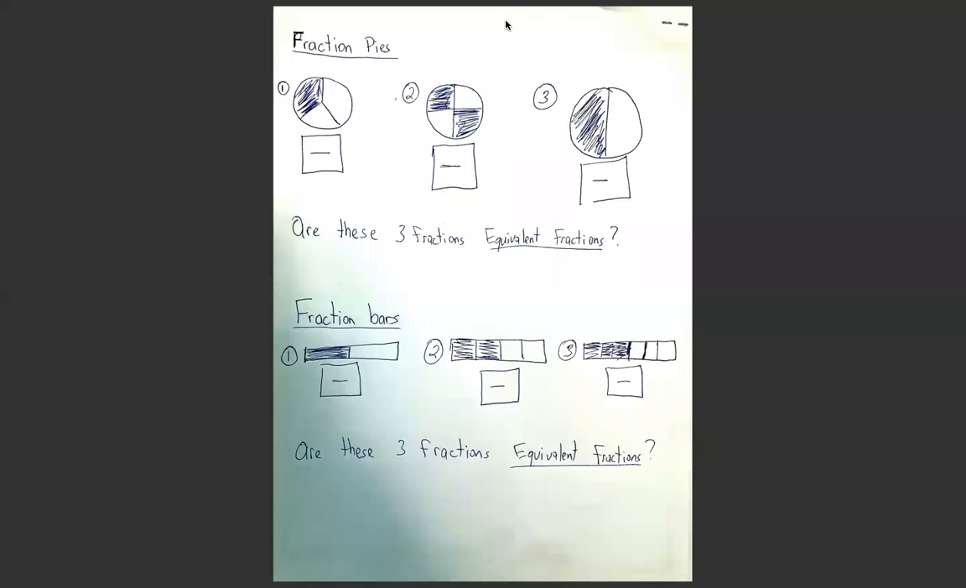Go ahead. On paper, you can write down the fraction right here, here, and here. And tell me yes or no, are these 3 fractions equivalent? Also, go down to the fraction bars, similar to the pies. Make a fraction, make a fraction, make a fraction. Are these 3 fractions equivalent? Yes or no? Do it now. Don't answer me now. I'll ask you individually, okay? Go ahead and do some work. If you need help, I'll help you.